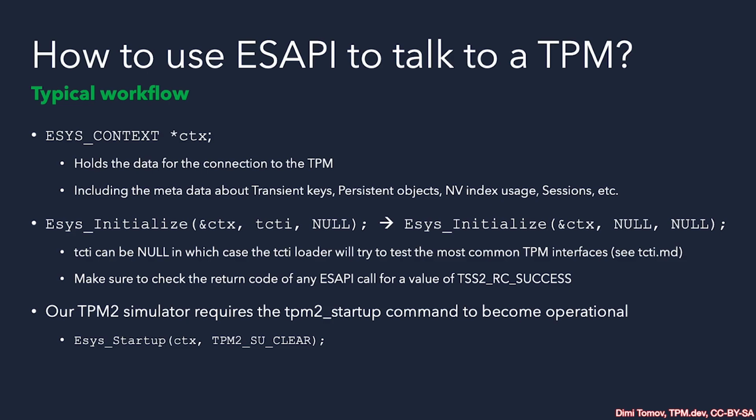Then the last argument of the ESYS initialize call is the ABI version, the application binary interface of the TPM2 TSS components. And in almost all cases, we can just set null here, so this will use the default latest variant. In our lab environment, we use a TPM simulator. Therefore, we need to manually give the TPM2 startup command, and this is done using the ESYS startup eSAPI.